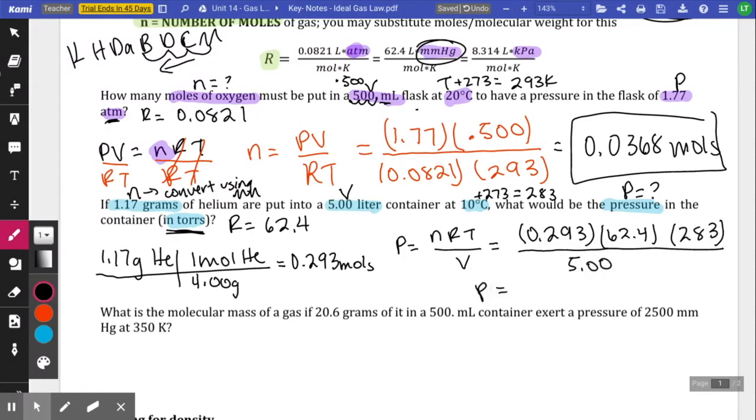Plug it into your calculator. Once again, our fewest number of sig figs is 3, so my answer should have 3. And I got 1,030 torr for my answer there.